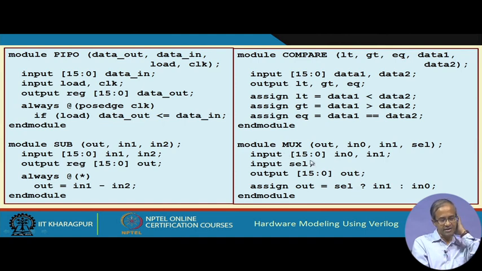Mux also is very similar. This is actually a set of 16 2-to-1 multiplexers, because we are multiplexing 2 inputs, in 0 and in 1, each of them having 16 bits. So, these are vectors out, in 0, in 1, and depending on the select line, we are either selecting in 0 or in 1.